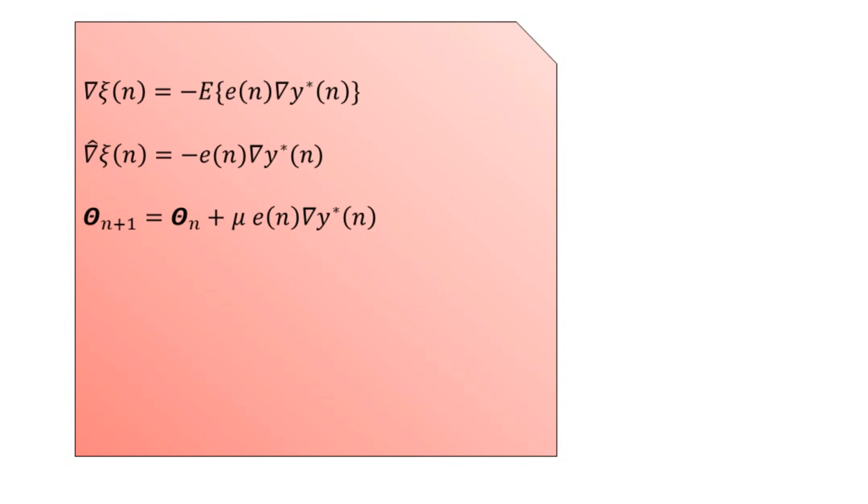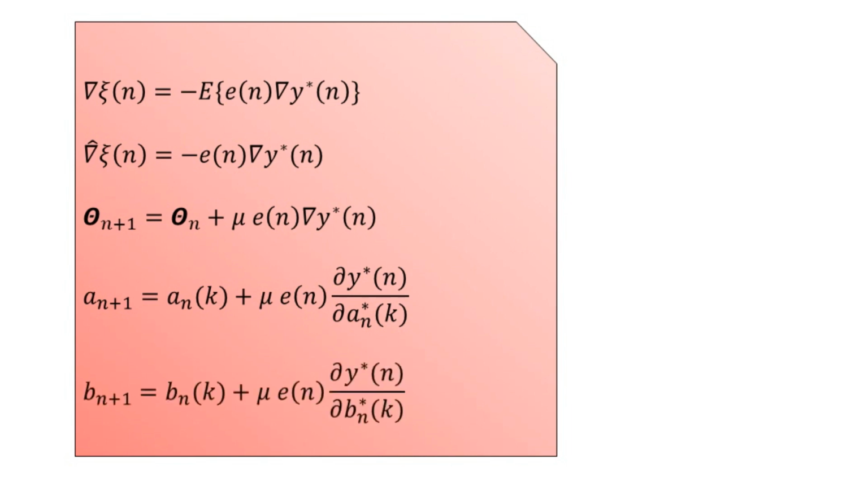Now the expression in terms of the filter coefficients, respectively a suffix n of k and b suffix n of k, we can also provide. For the filter coefficients a suffix n of k, we have the equation a suffix n plus 1 of k is equal to a suffix n of k added by mu multiplied by e of n into the partial differentiation of the complex conjugate of y of n with respect to the complex conjugate of a suffix n of k. Whereas for the other type of filter coefficient denoted by small b suffix n of k, we have the equation b suffix n plus 1 of k is equal to b suffix n of k added by mu into e of n into the partial differentiation of the complex conjugate of y of n with respect to the complex conjugate of b suffix n of k.